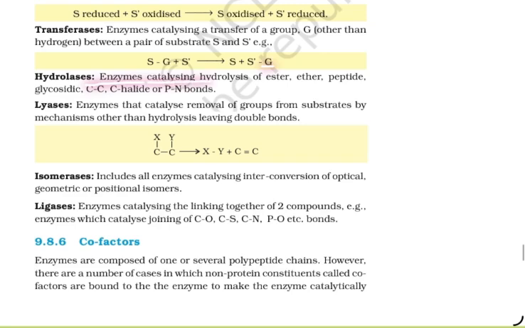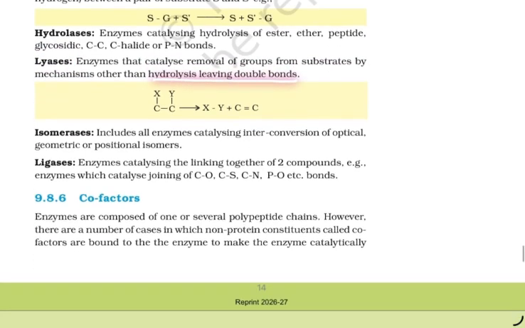Hydrolases are enzymes that catalyze the hydrolysis of ester, ether, peptide, glycosidic, C–C, C–halide and P–N bonds. Lyases are enzymes that catalyze removal of groups from a substrate by mechanisms other than hydrolysis, leaving a double bond.